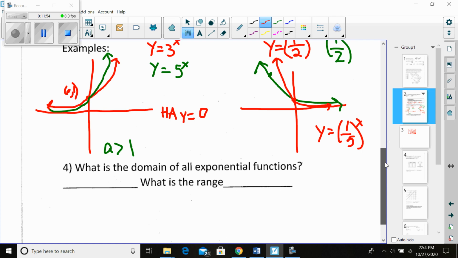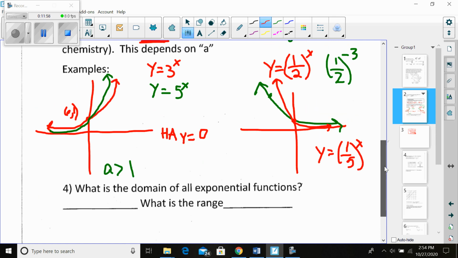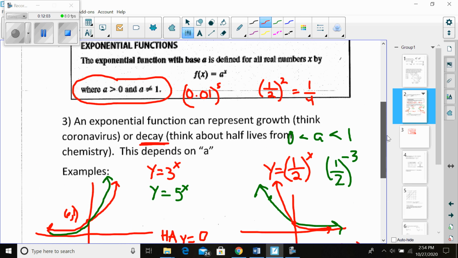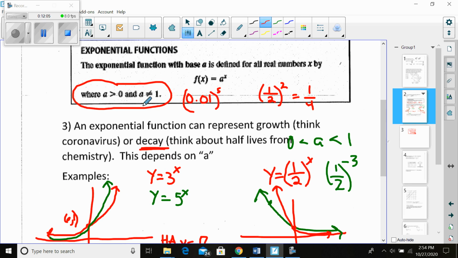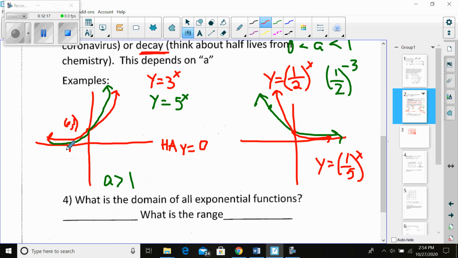So this says, what's the domain of all exponential functions? So I can input for x. Some of you might be thinking, wait a minute, you just said can't be negative, can't be 0. That's a, the base. Okay, but how about x? X can be anything, right? X can be negative, x can be 0, obviously x can be positive.